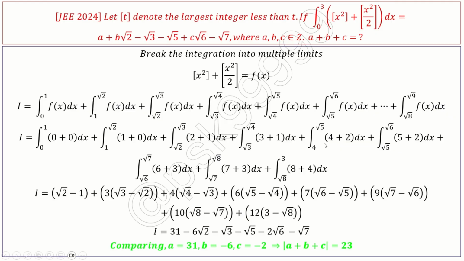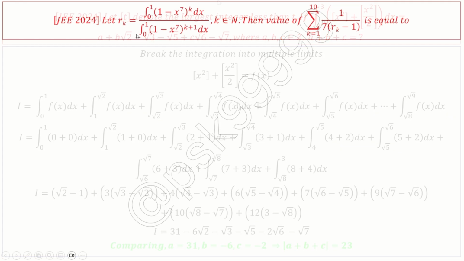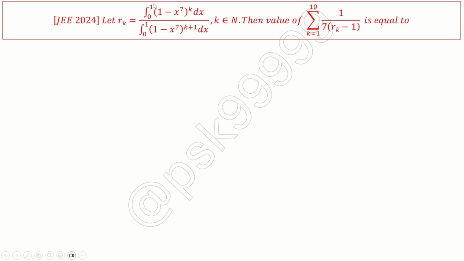Okay, that's the answer. Next, let rk be equal to integration from 0 to 1 of 1 minus x to the power of 7 whole to the power of k dx, divided by integration from 0 to 1 of 1 minus x to the power of 7 whole to the power of k plus 1 dx, where k belongs to natural numbers n. What is the value of sigma of k equal to 1 to 10 of 1 by 7 times rk minus 1? First thing is you need to find this rk, that is integration of these two. And in these problems, actually, if you see, the integration is exactly the same integration you are doing, only some index values are different.